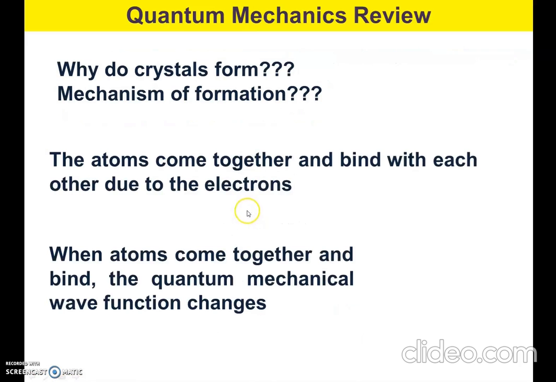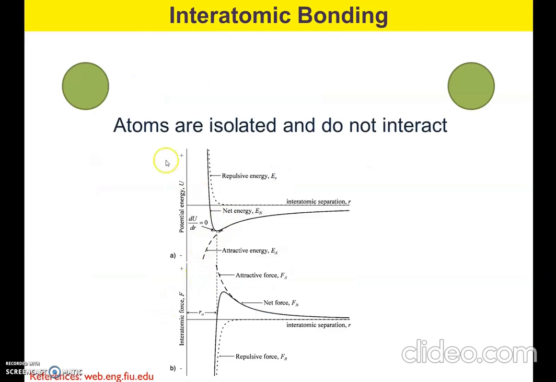Now we want to ask what happens when these atoms come together. Okay, so why do these atoms actually form crystals, and what is the mechanism of this formation, right? So we want to understand when these atoms come close to another atom, how will they bind with each other? Okay, so will the electrons be responsible, right? And if they bind with other atoms, will the quantum mechanical properties change? Okay, and so you can have a scenario here which talks about interatomic bonding.